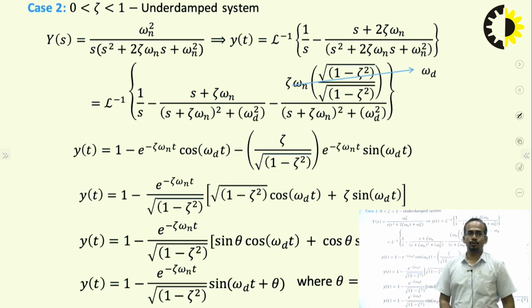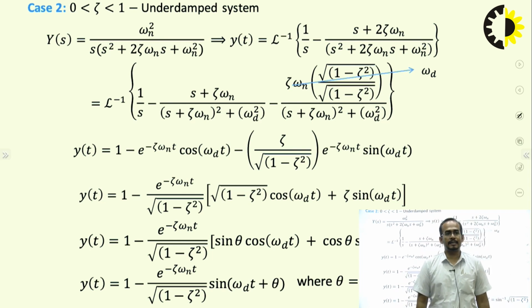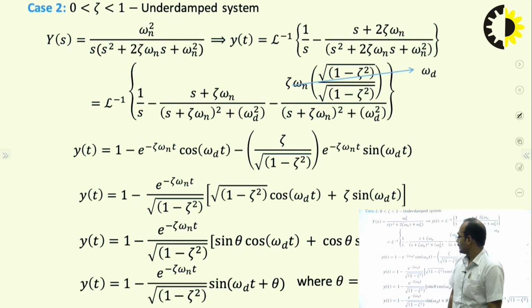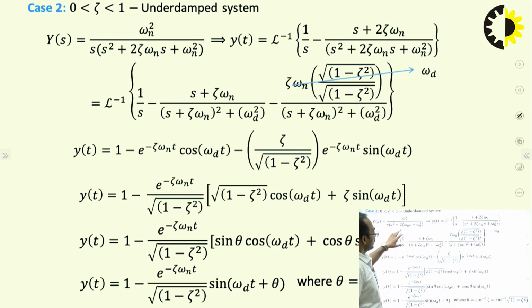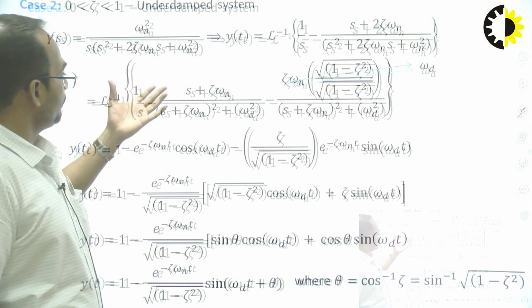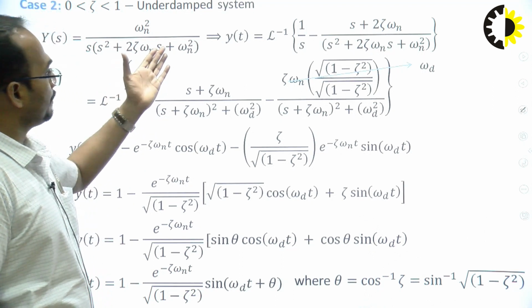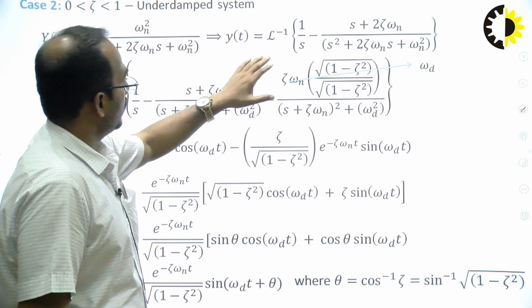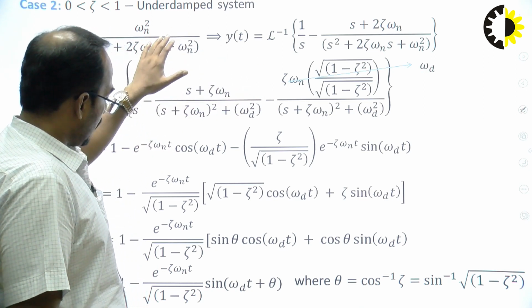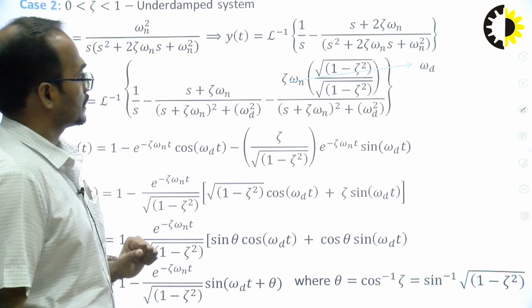Similarly, for case 2, we can do the analysis for zeta less than 1. So in this case, we can see here Y(s) is equal to omega n square upon s square plus 2 zeta omega n s plus omega n square. If I take the inverse Laplace of this, what we have to do is the partial fraction like this.